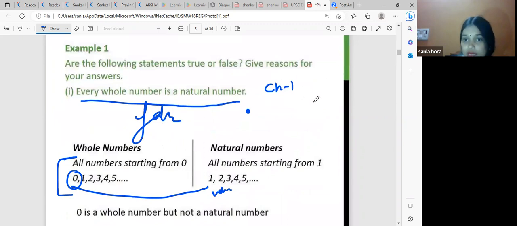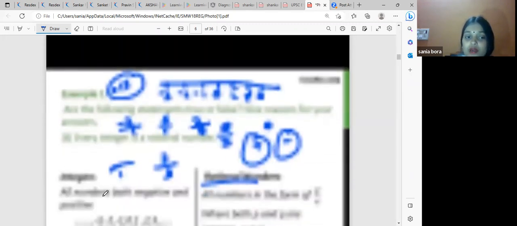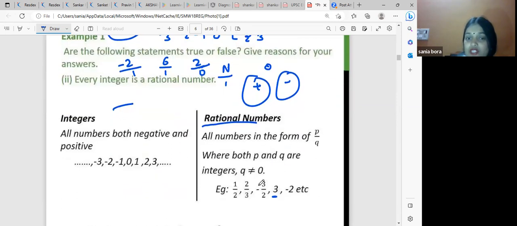So what you are going to write: chapter number 1, the name, number system. Then first, whole number, the statement. Second, natural number, the statement. Third, integers, the statement. And rational number, the statement, along with example. Okay?